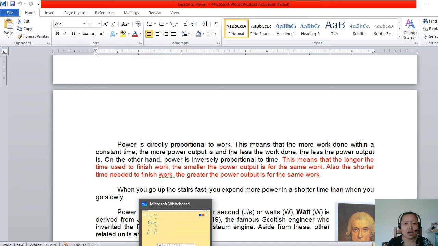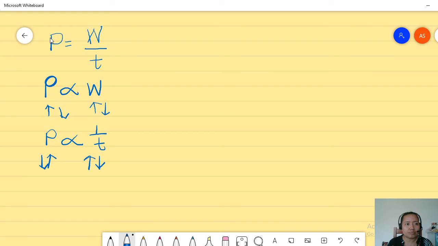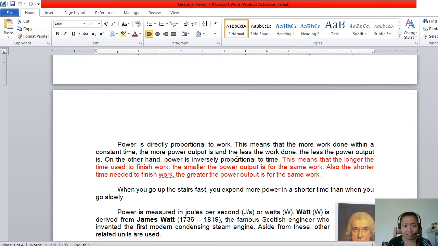Here is our explanation. In symbol, we have power is directly proportional to work. If power increases, work increases. If power decreases, work decreases. That's the meaning of its relationship. So this means that the more work done within a constant time, the more power output is, and the less the work done, the less the power output is.